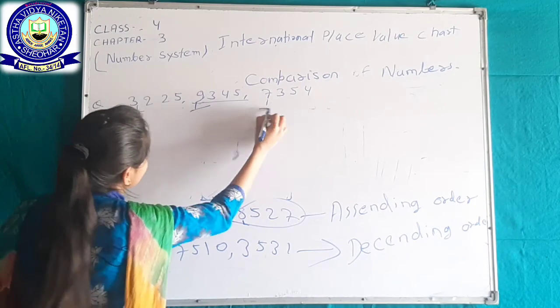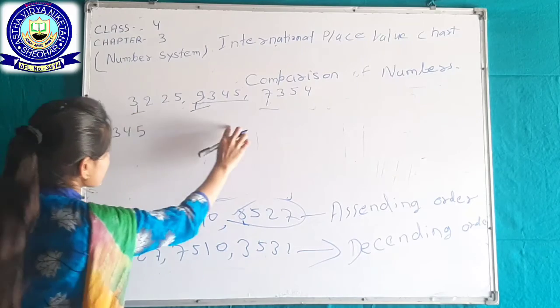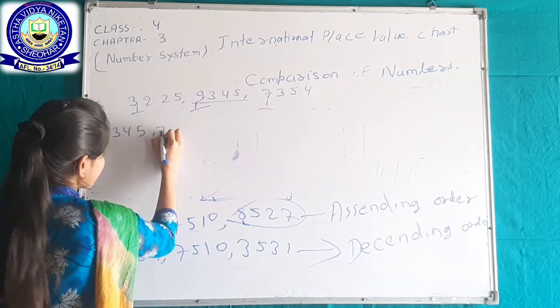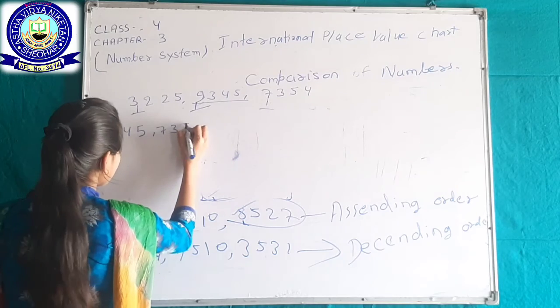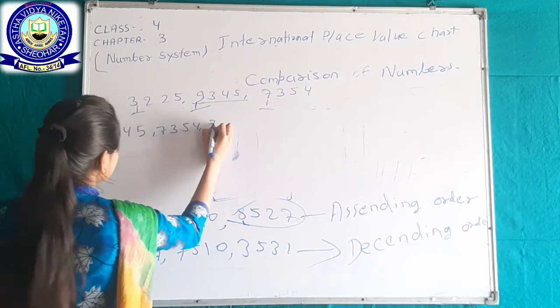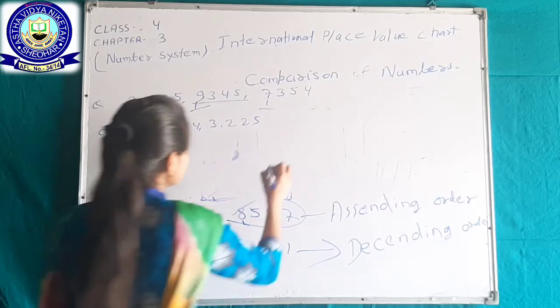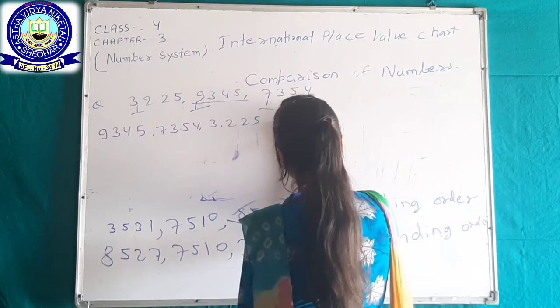And which one is greater between 3 and 7? 7 is greater than 3. So write here 7,354 and last 3,225. It is in our ascending order.